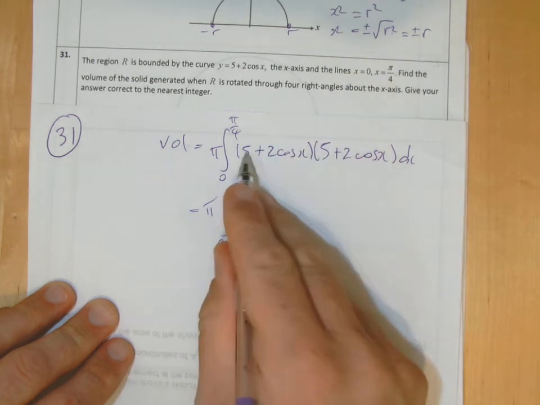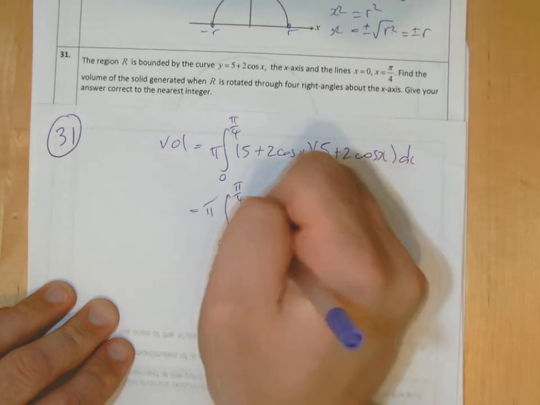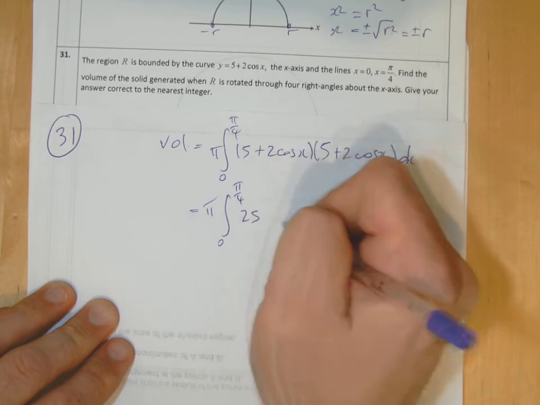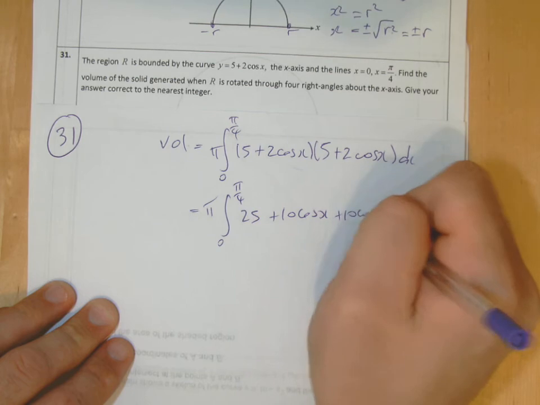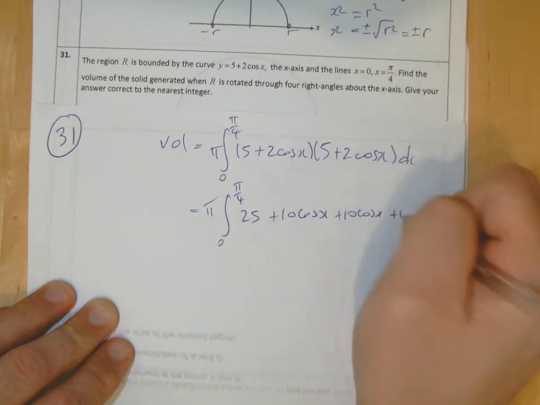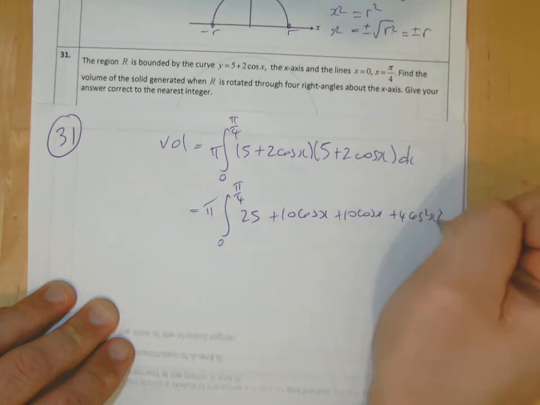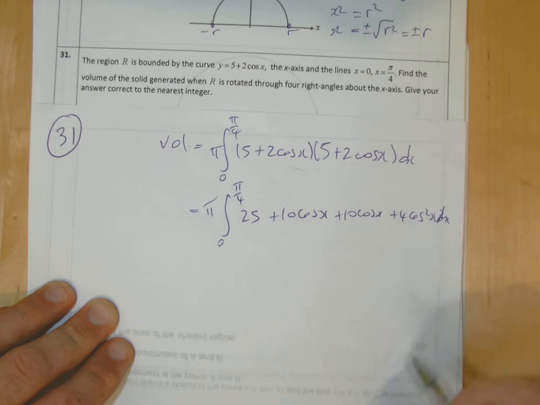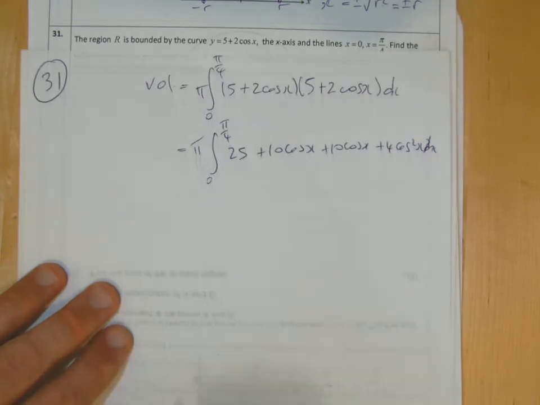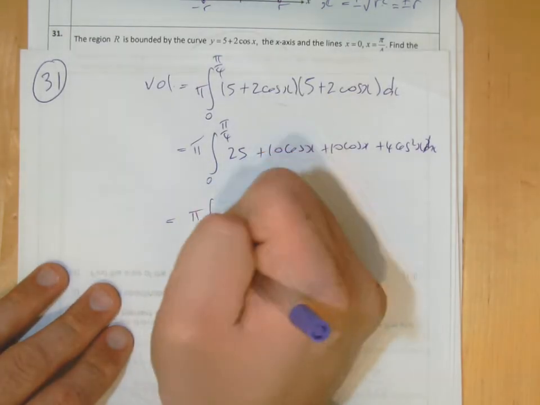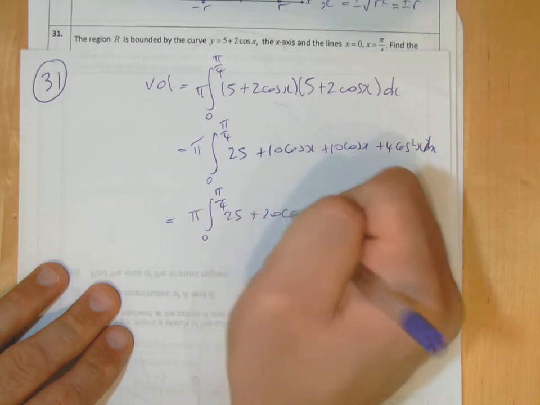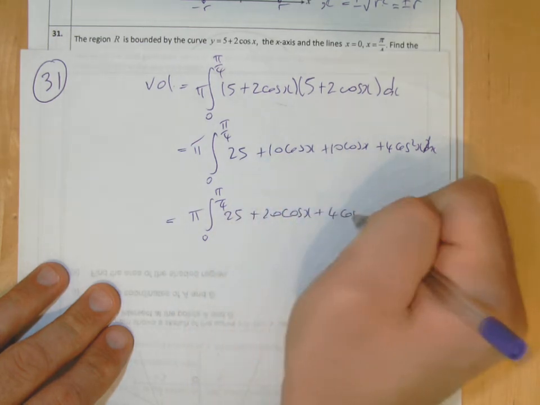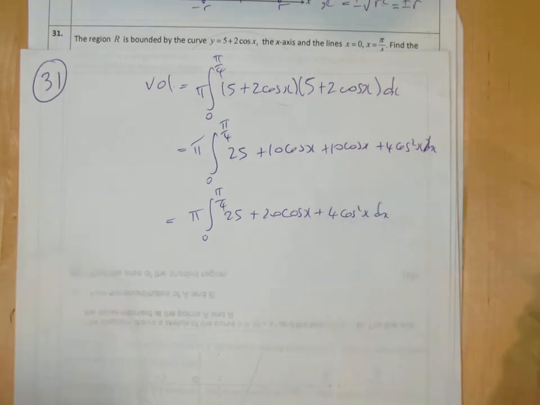So then when you do FOIL in here, first, 5 times 5 is 25, outer, 5 times 2 cos x is 10 cos x, inner, so you get another 10 cos x, and last, then you get 4 cos squared x, dx, because 2 cos x times 2 cos x is 4 cos squared x. This then, let's just tidy this up a little bit. 25 plus 20 cos x plus 4 cos squared x dx. Okay, so there's your result.